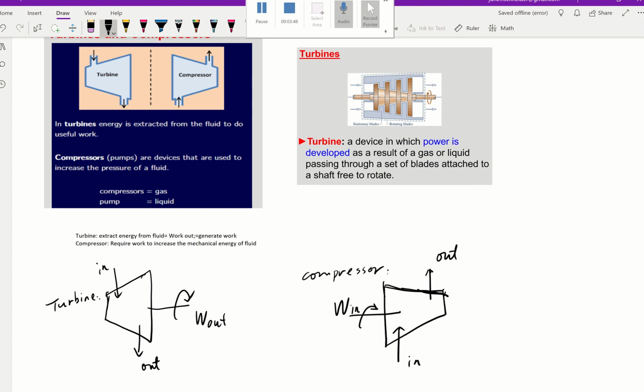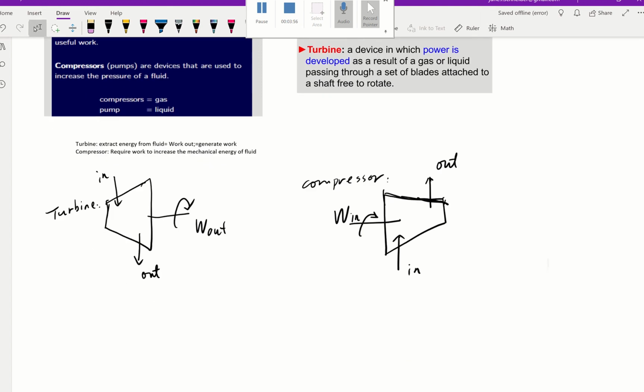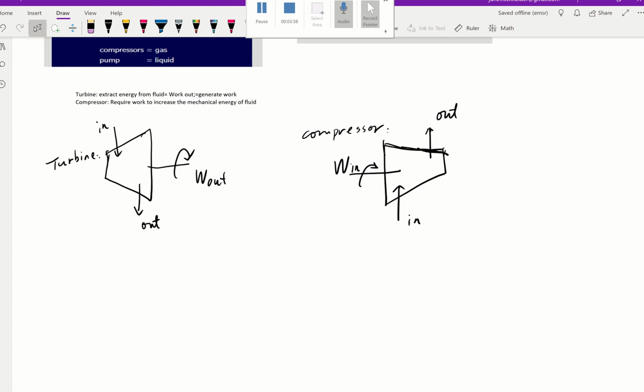Now we're going to look at the specific equations for the turbine and compressor, just like how we derived them for the nozzle and diffuser. In order to do that, we have to go to the most primitive equations we ever had. For mass conservation, we have the mass flow rate: m dot in is equal to m dot out.